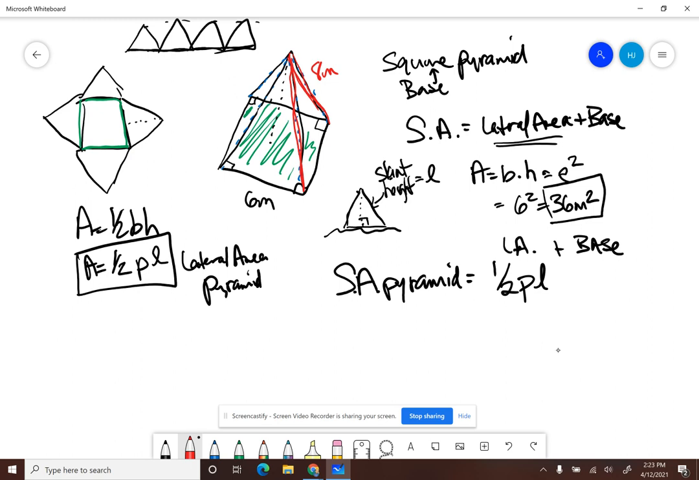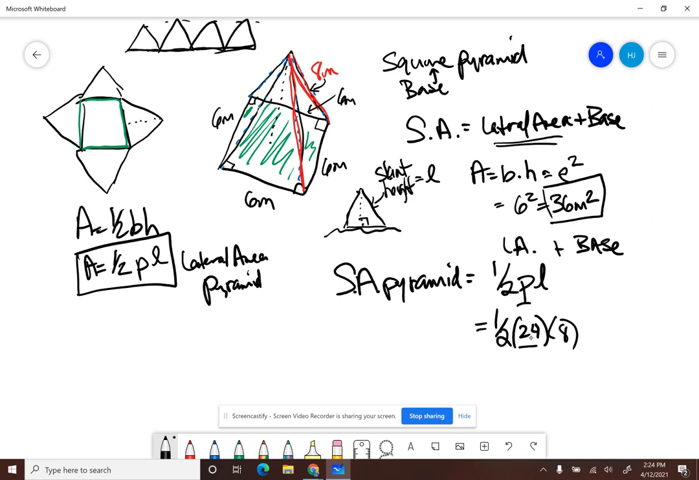Let's think about the perimeter. If this is truly a square, then that means this also has to be 6 meters, this has to be 6 meters, and this one has to be 6 meters, okay? Add those all together. I'm going to get 6 times 4, which is 24. So 1/2 times 24, which is my perimeter, okay, times my slant height, which they have told me here is actually 8, okay? So 1/2 times 24 times 8.